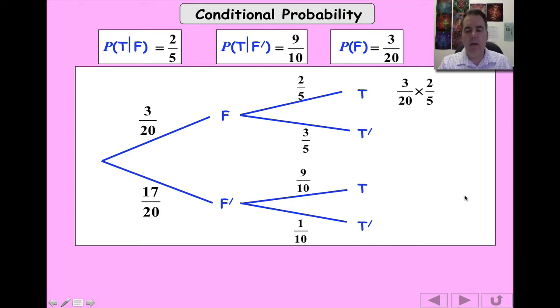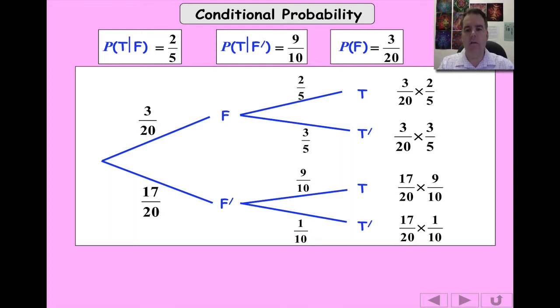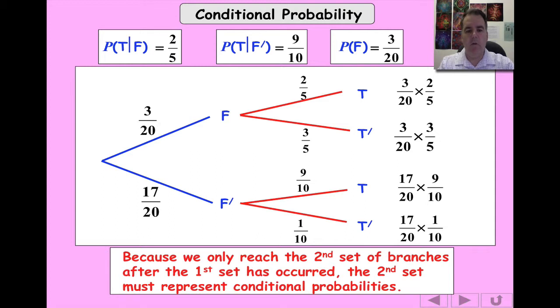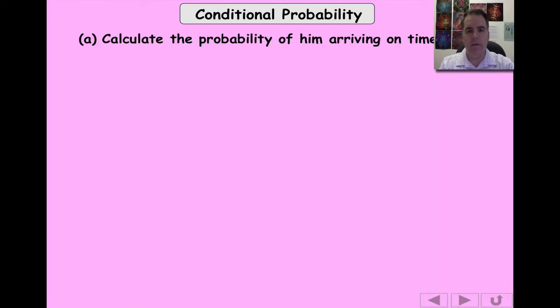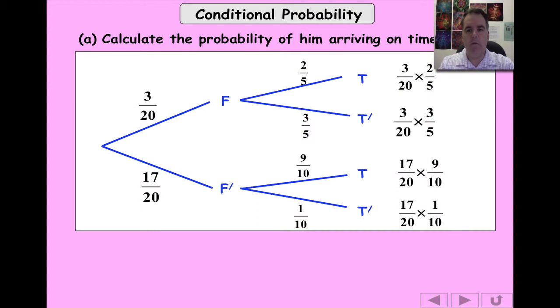Now we can do some calculations. We multiply along the branches to find the probability of those two events happening. So the top branch is the probability that there's fog and he's on time. The second branch is the probability that there's fog and he's not on time, etc., etc. So we can work out all of those probabilities and then answer the questions, which is what we're going to do here. Okay, what's the probability of him arriving on time?